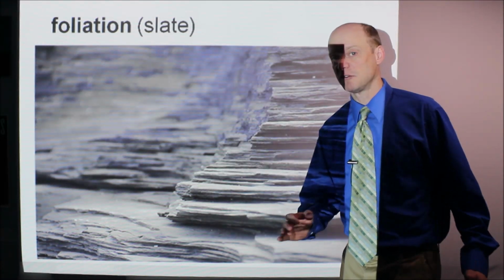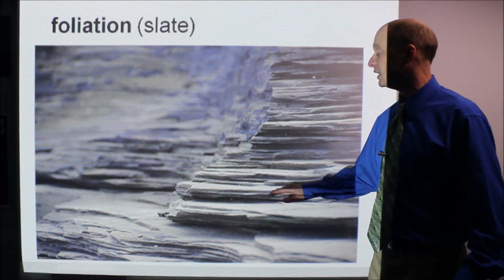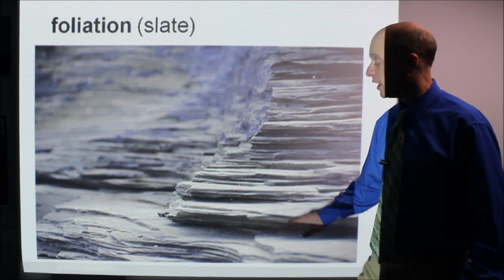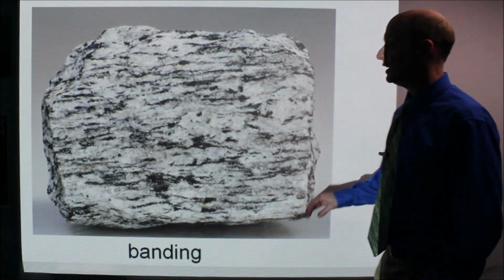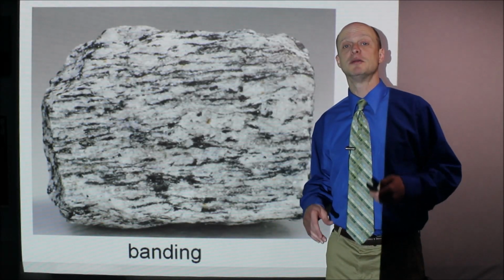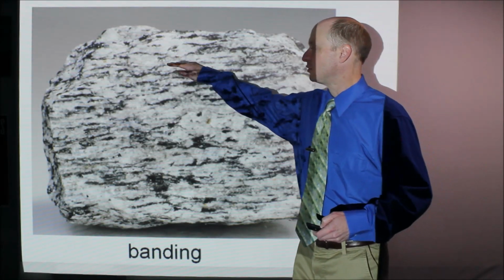It looks like pages of a book, okay, but this shows us that this has been metamorphosed, and this is the foliation that I'm talking about. You can even see it down here, so that's cool. That's slate. This is extreme foliation, and this is banding. And you see that when you have the different colored layers here. It has sort of a striped appearance.